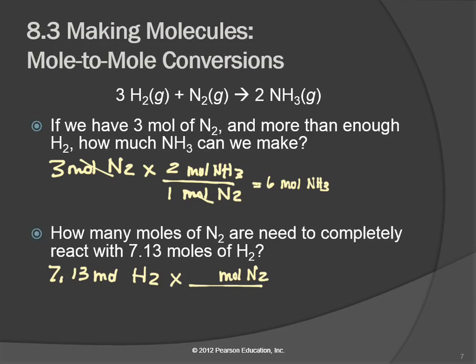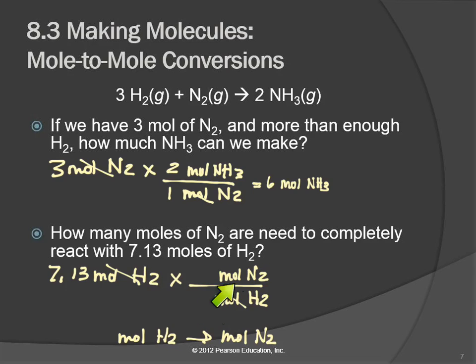If we're going to write out a path, we've got moles H2 to moles of N2. So moles of H2 to moles of N2, I want to divide by moles of H2 because I want the units to cancel out. This chapter is the biggest reason that you need to learn dimensional analysis. So if you haven't figured it out yet, now would be a great time to do that. I can help you with that. You just have to ask.